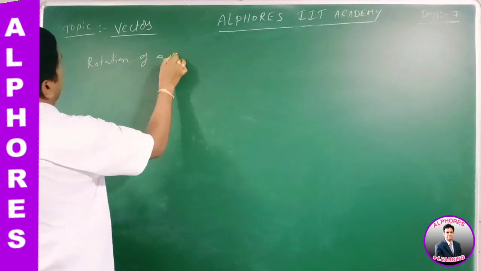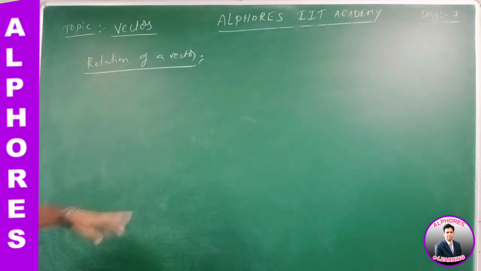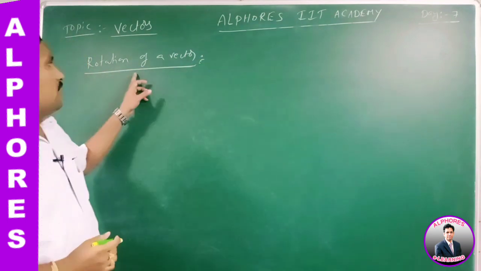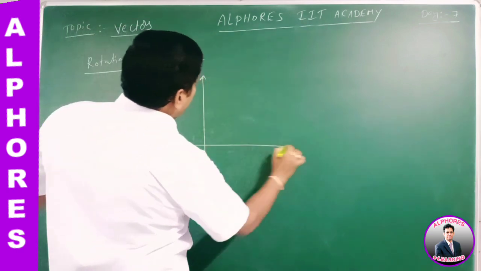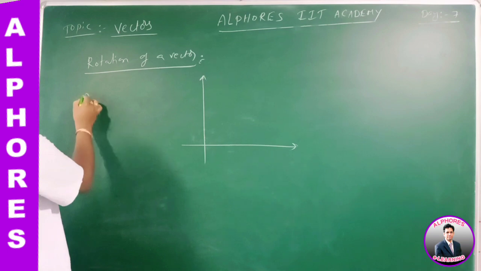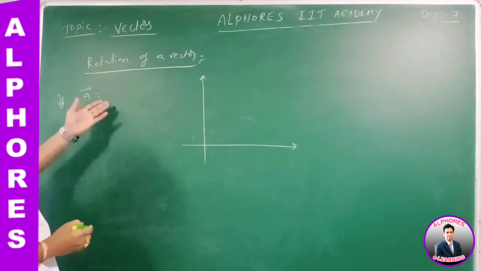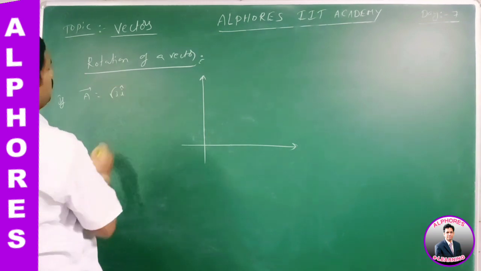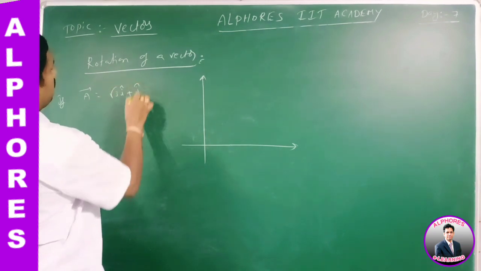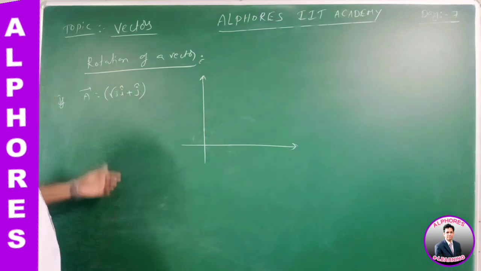Rotation of a vector. So listen carefully. Rotation means, for example, let us say, I am taking one example. Let us say a bar is equal to root 3 i cap plus j cap, which is the vector that makes an angle.